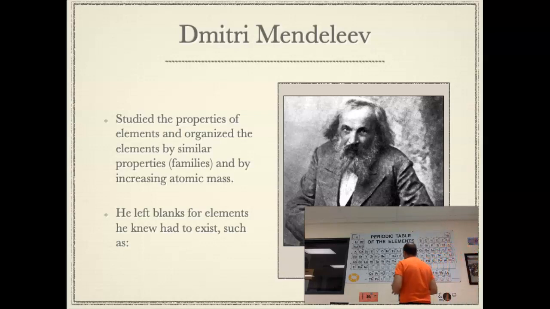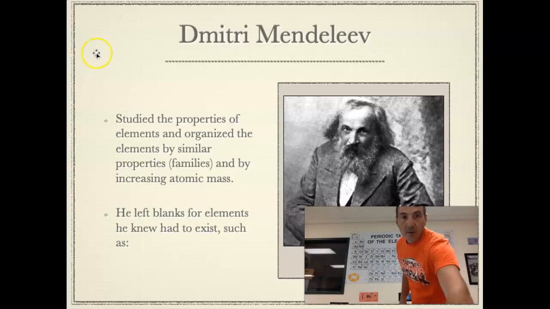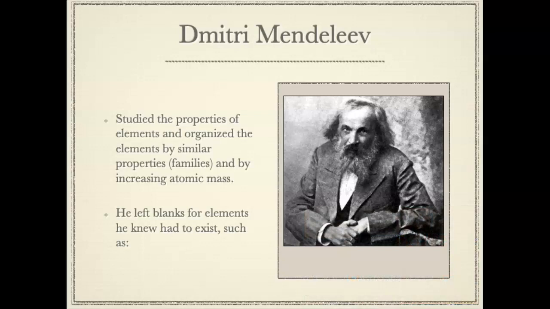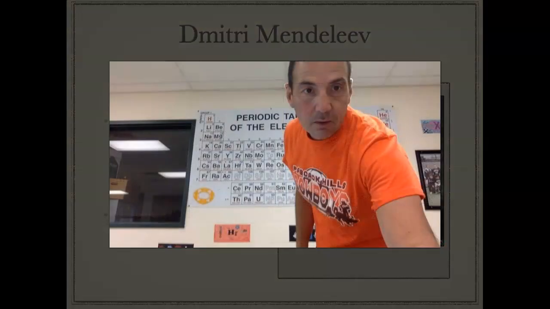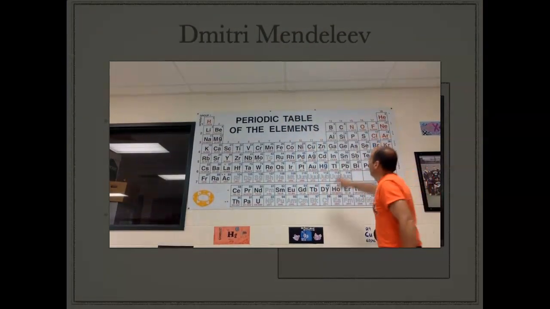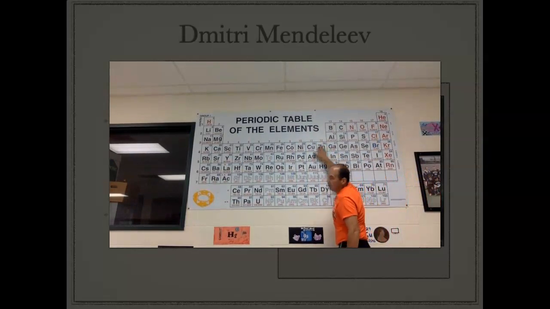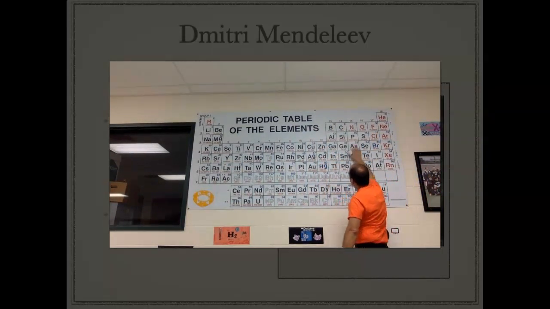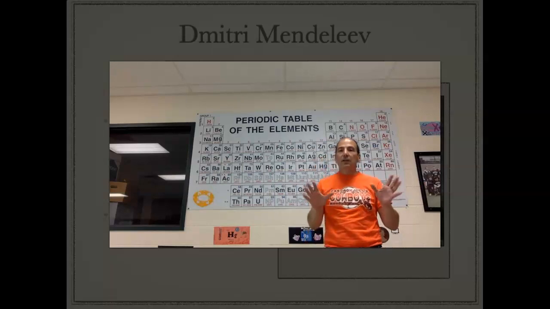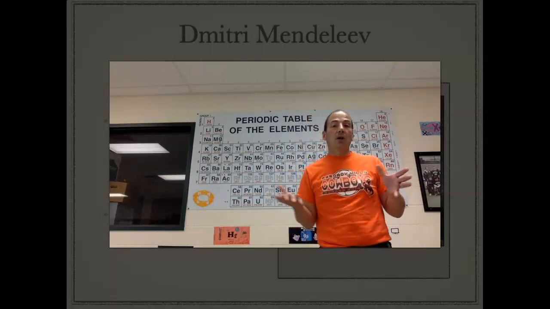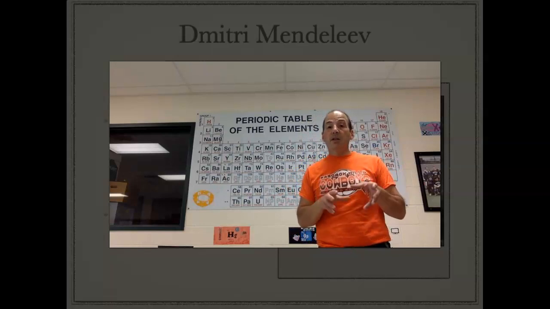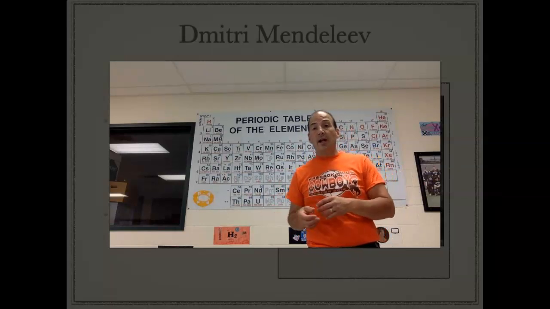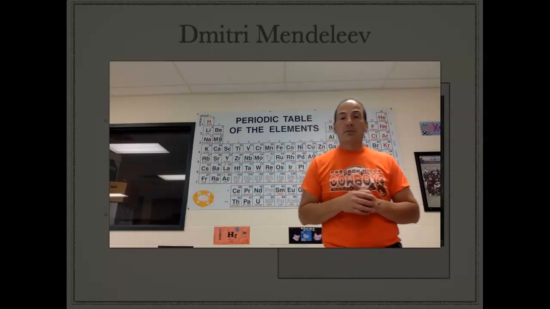With that in mind, he had gaps. For example, let me switch views so you can see me a little better. For example, he knew that zinc had to be here and that arsenic had to be here. But that meant there was a gap here, because gallium and germanium did not exist yet. He didn't worry about it. He just knew that there had to be more elements, and he left gaps, and he explained what those elements would be like, and that actually led to the discovery of several of those elements.